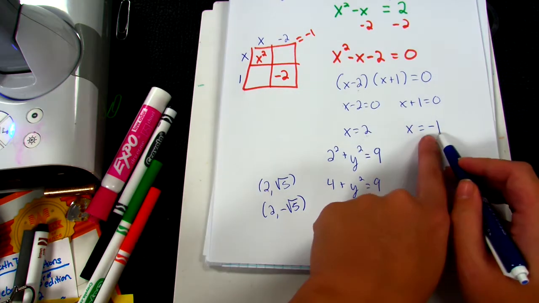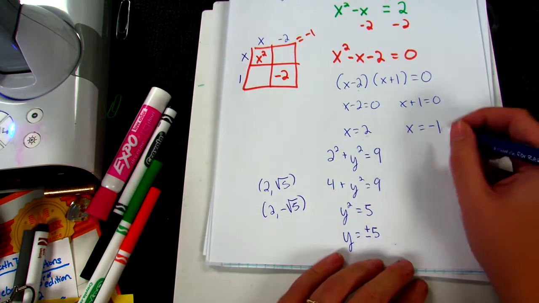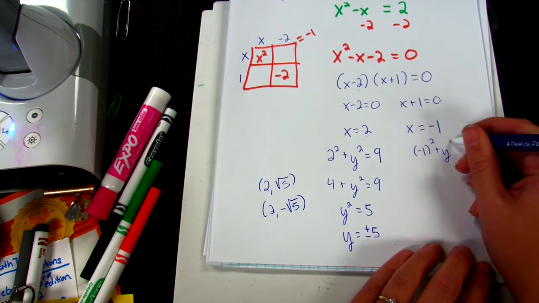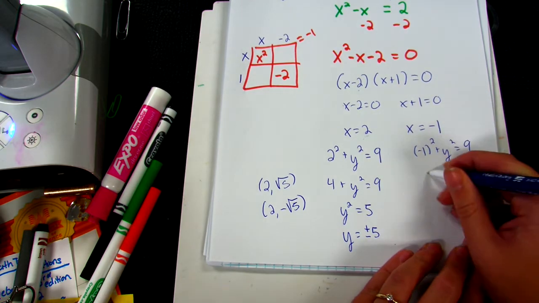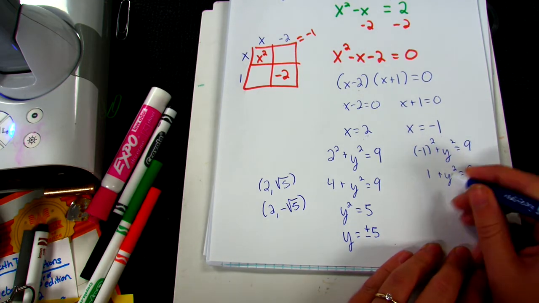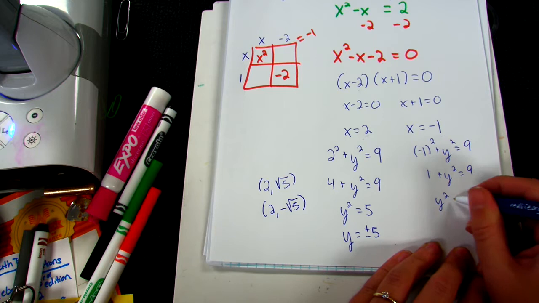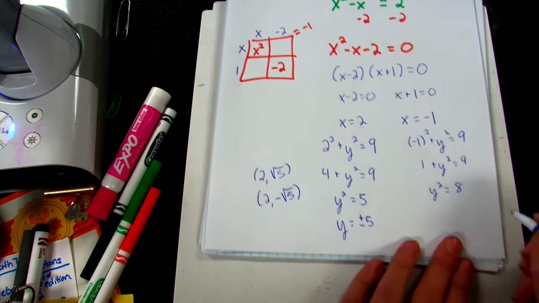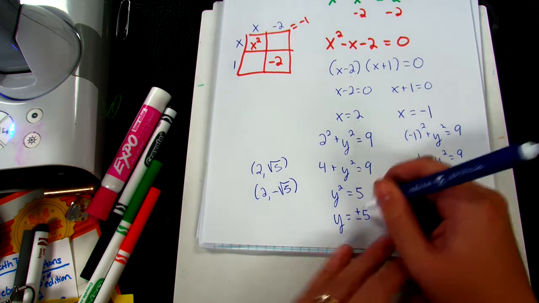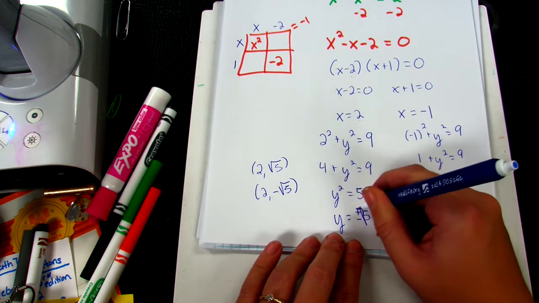Now let's check x equals negative 1. So we have negative 1 squared plus y squared equals 9. So 1 plus y squared equals 9. So subtract 1 from both sides. So y squared equals 8. Take the square roots of both sides. So y is equal to, oh, I'm sorry, this needs a square root symbol.